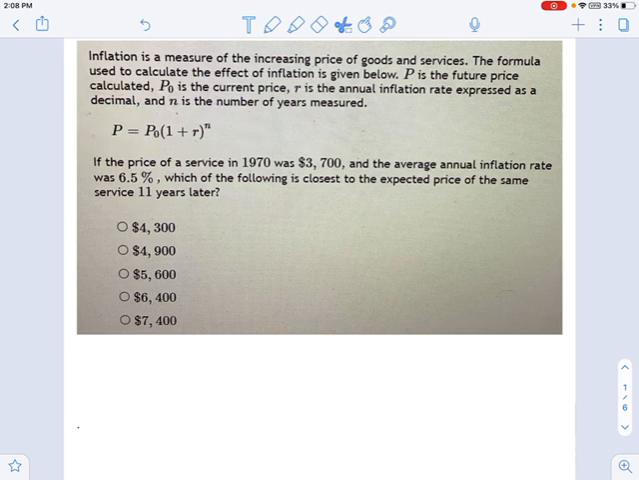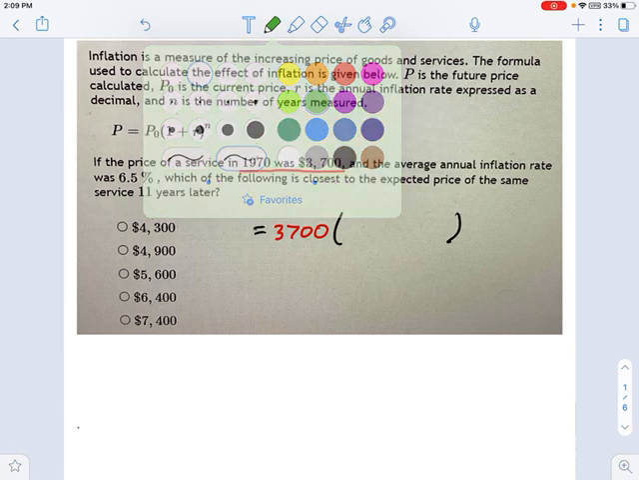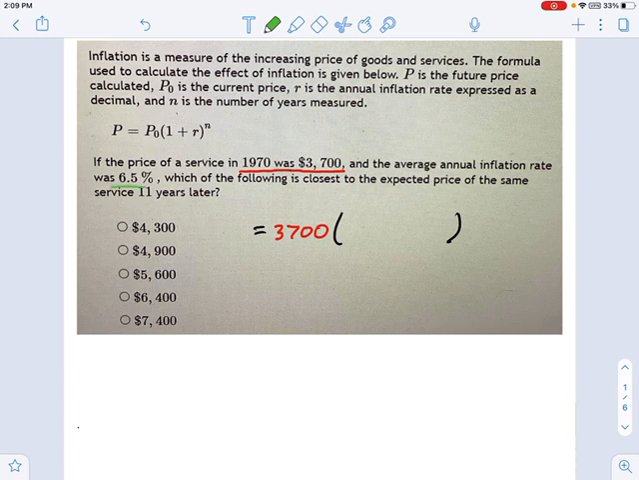So let's take all of that talking and put it into some kind of equation. The price of a service in 1970 was $3,700. Okay, I'm going to take my $3,700, put it right here. And that is P0. So that's going right here. What's next? Average annual inflation rate, 6.5%. So think about what 6.5% means. As a decimal, that's 1.065. Right? That's what 6.5% is if you write it as a decimal.